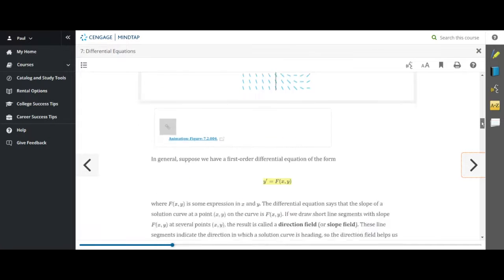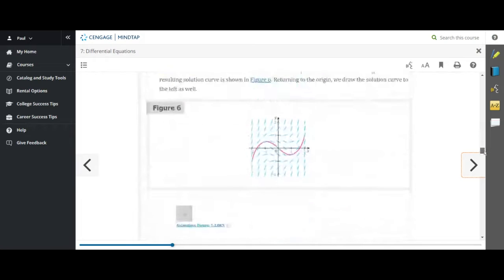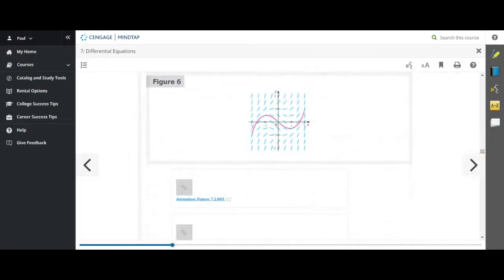Let me see, maybe I can show you another example here. Look at figure 6. Okay, here's another direction field.